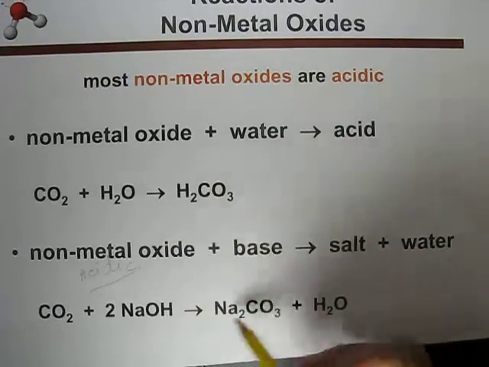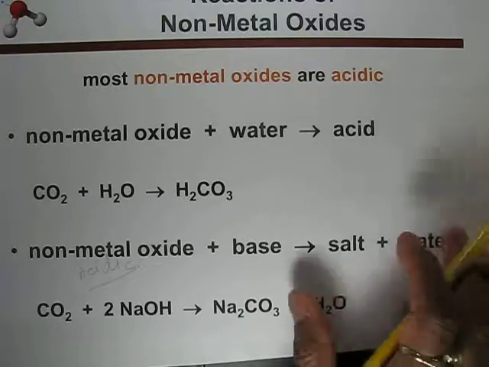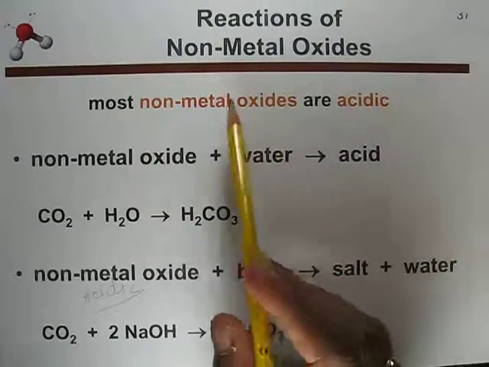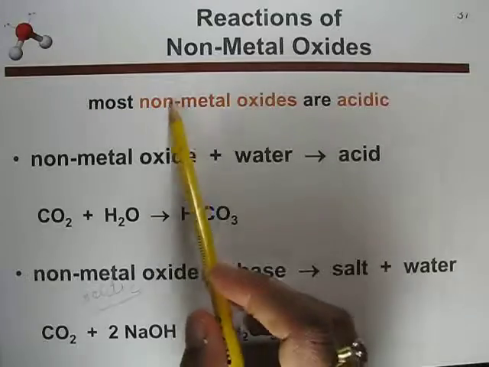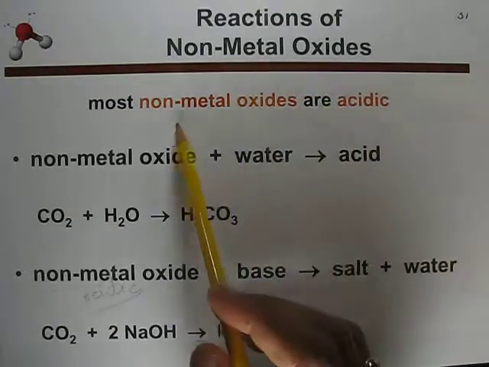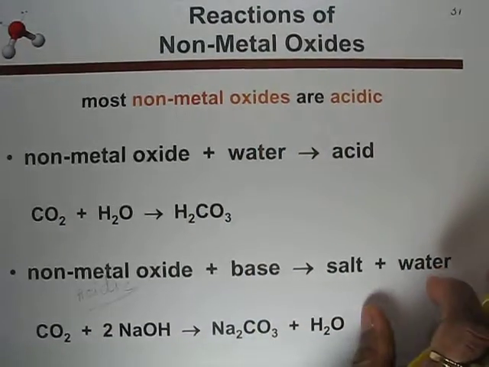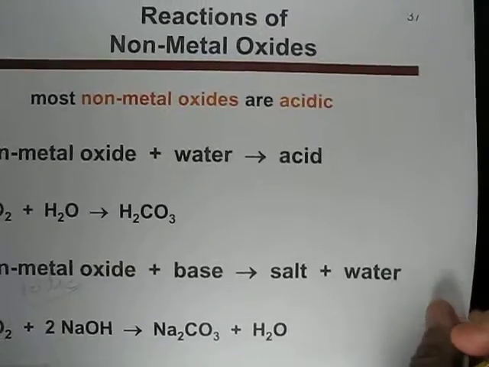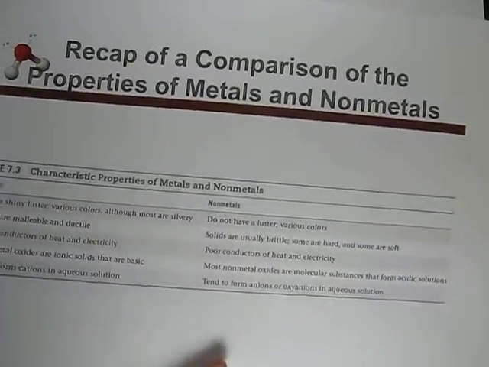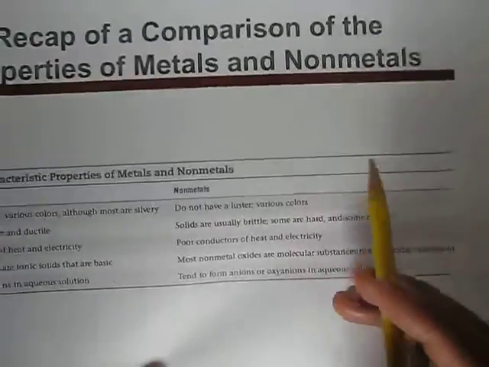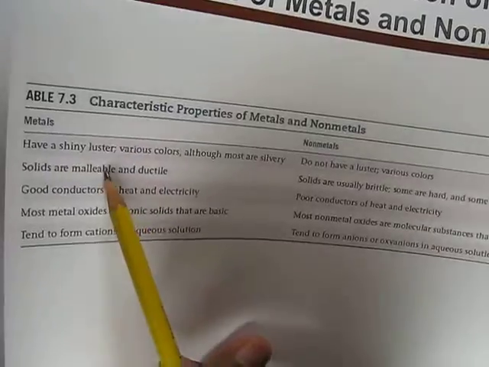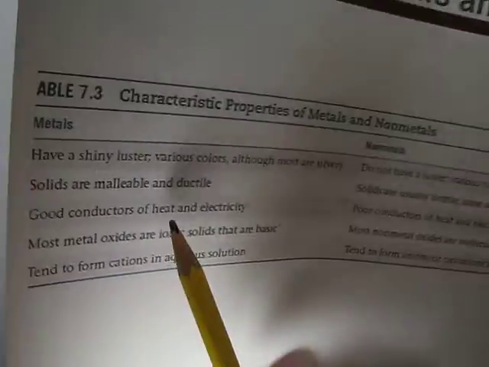When they react with a base, they form salt and water. So this is the main difference between metal oxides and nonmetal oxides. Metal oxides are basic in nature and nonmetal oxides are acidic in nature. You have to remember this. The last one is the metalloid, and before that, here is a summary table of the differences between metals and nonmetals.